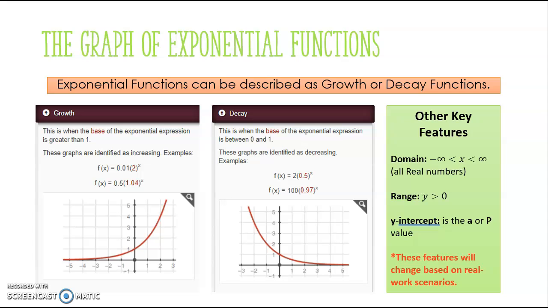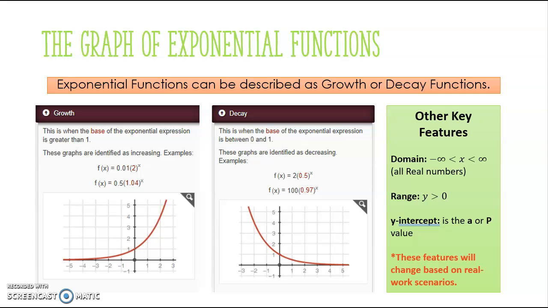The graph of an exponential function is a curvy line, and we can describe those lines as either growth or decay functions. I have them both here on the screen for you to compare. The growth function is on the left. This is when the base of your exponential expression is greater than 1. Here are some examples. We could have f of x equals 0.01 times 2 to the power of x. And then the other function here is 0.5 times 1.04 to the power of x.